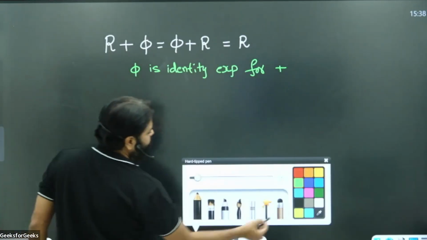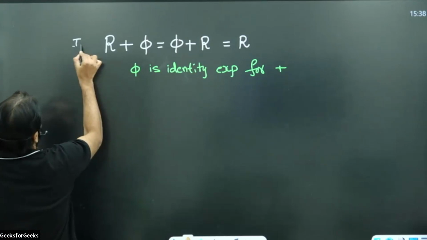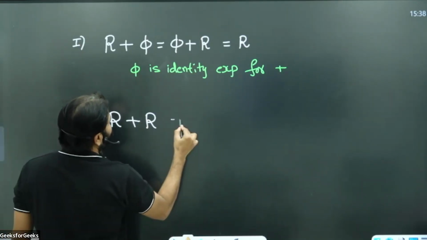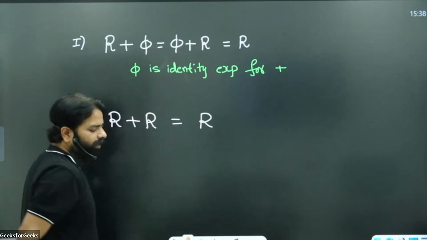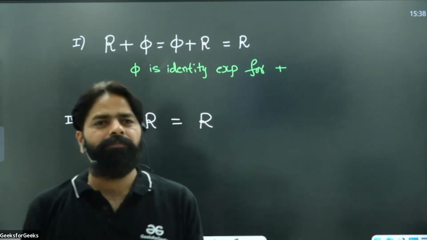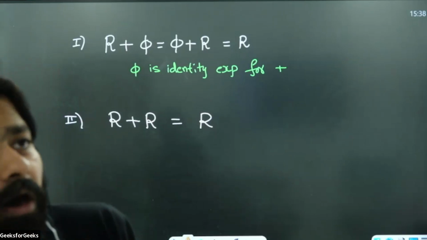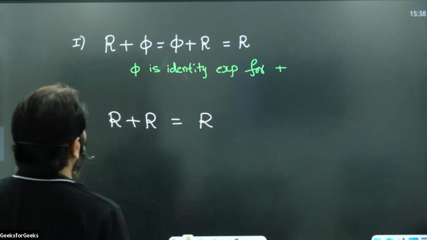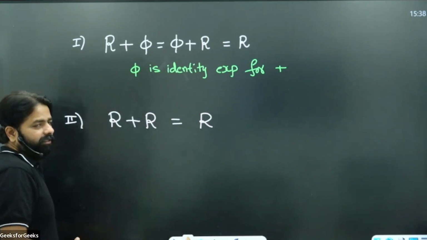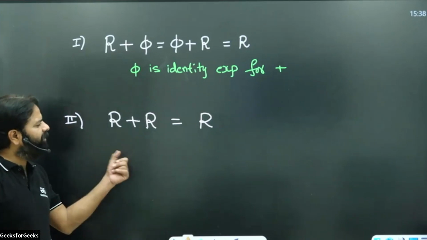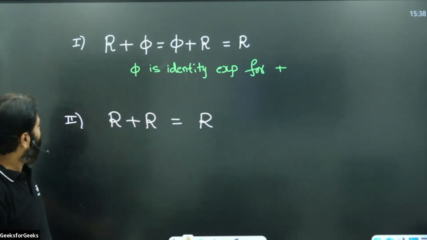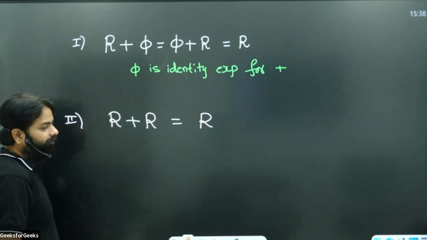Another point: r plus r, you can always write as r. This is the idempotent law. So r plus r, you will get r in this case. These are some properties which will help you do quick simplification. Whenever you see r plus r, just write r. Whenever you see r plus pi, just write r. Okay, can we go to the next operator?